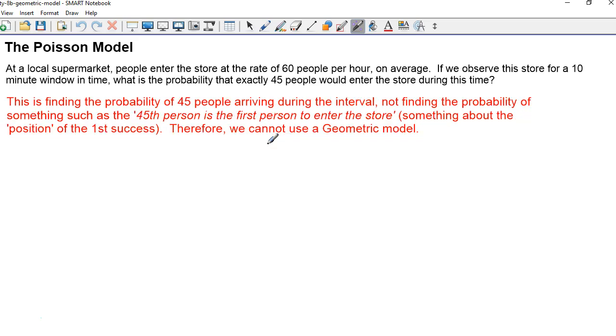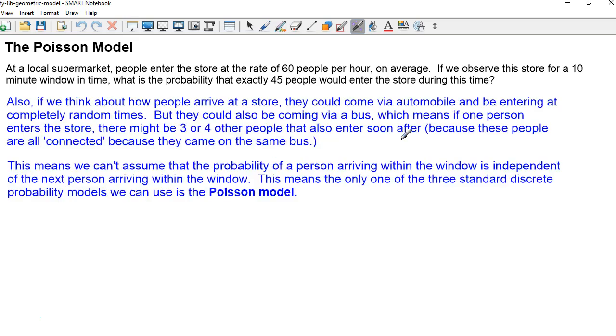This is finding the probability of 45 people arriving, which is a count. It's not the probability of finding something such as the 45th person being the first person to enter the store, or something about the position of the first success. Therefore, it's not appropriate to use a geometric model. So that would be an argument for using the Poisson model.